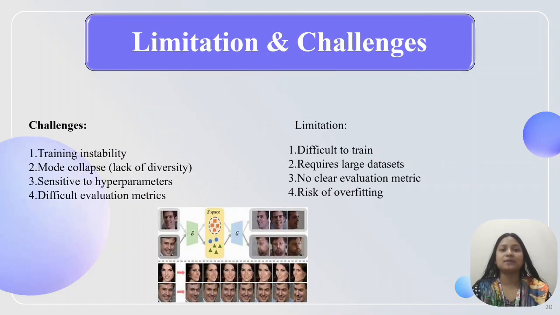Lastly, I will talk about the limitations and challenges of GAN. GAN suffers from training instability, making it difficult to get good results. It may experience mode collapse, reducing output diversity. GAN is very sensitive to parameters, so small changes can affect performance. Also, there are no clear evaluation metrics, so it is hard to measure how good the model is. Another limitation is that GAN requires a lot of data to train effectively, and there is also a risk of overfitting, where the model only learns training data and fails on new data.